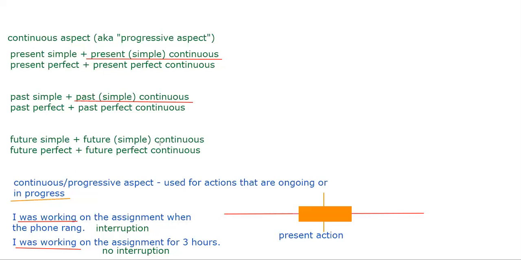I was showering until the alarm rang. Yeah, that's a good example too. Although in that case, that really wouldn't be an interruption, because you're using until. If you used when, then it would be interruption, but until doesn't imply an interruption there. But that is past progressive nonetheless.